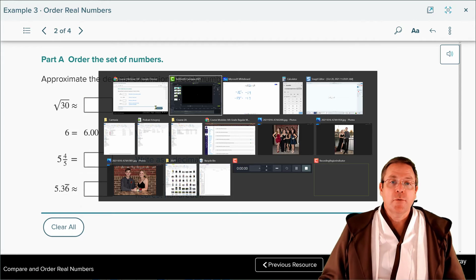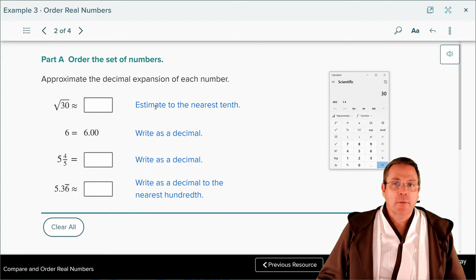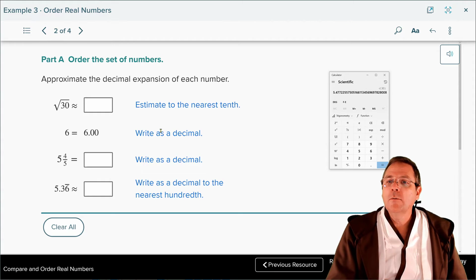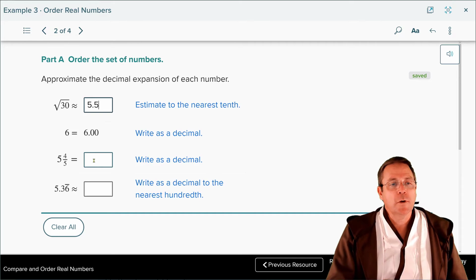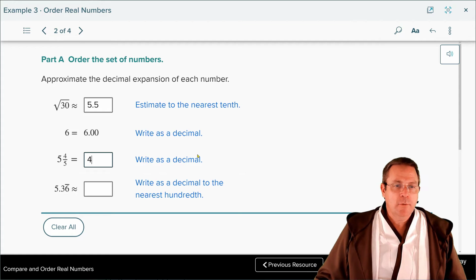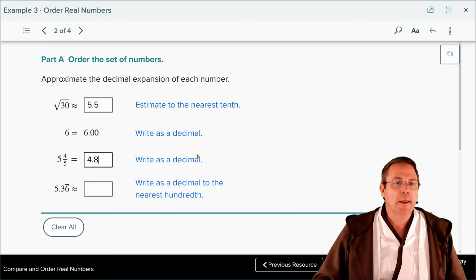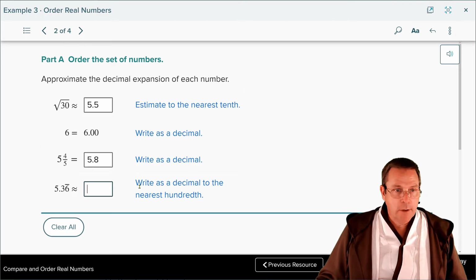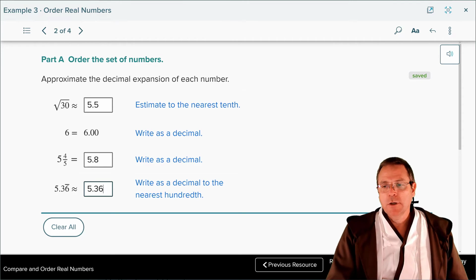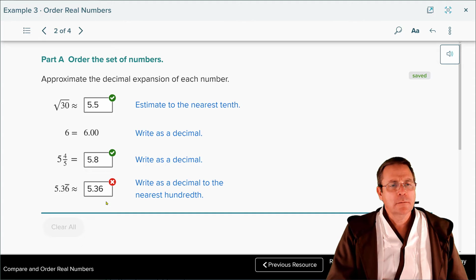Square root of 30 to the nearest tenth, that's going to be 30 and a radical, which is going to be, to the nearest tenth, 5.5. If you round it, truncating it, it'd be 5.4. 5 4/5 as a decimal is going to be 5 8/10, otherwise known as 5.8. Oops, I don't know why I put 4 there for 5.8. And then 5.36, and it says as a decimal to the nearest hundredths, that's going to end up being just 5.36.